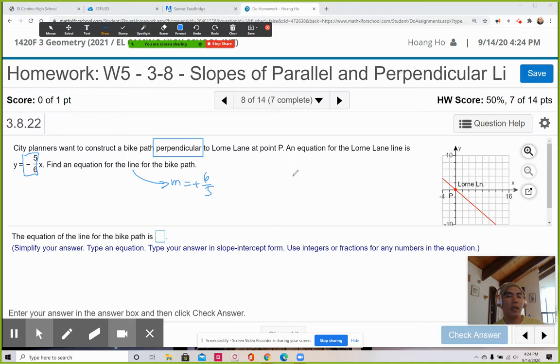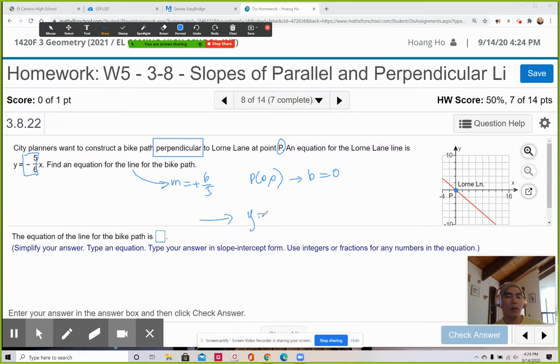Okay, and then go to the point. The new line is perpendicular to the long line at point P. P happens to be 0, 0. So go to the point 0, 0. Okay. So it means the y-intercept equals 0. Okay. So let's write the equation.